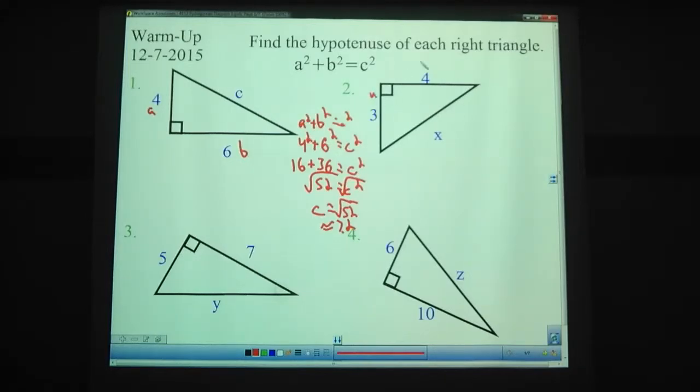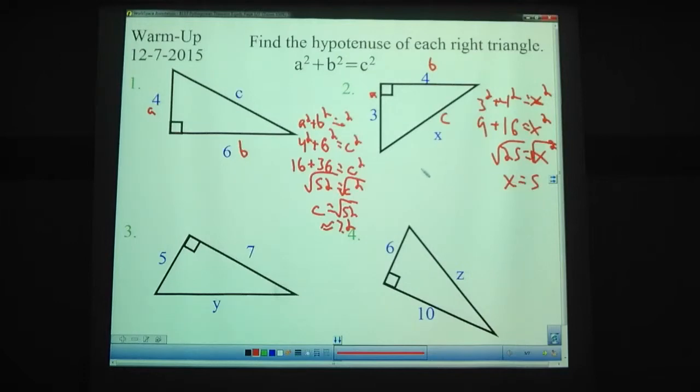So this is a, this is b, and here's c, our hypotenuse. So you should have 3 squared plus 4 squared equals x squared, when you replace the numbers. 3 squared, 9, 4 squared, 16, and that equals x squared. 9 plus 16 is 25 equals x squared. And then we do the square root of each side. So x equals 5.